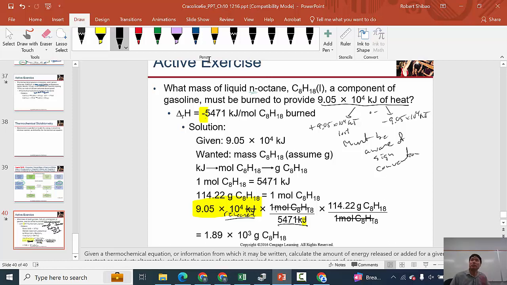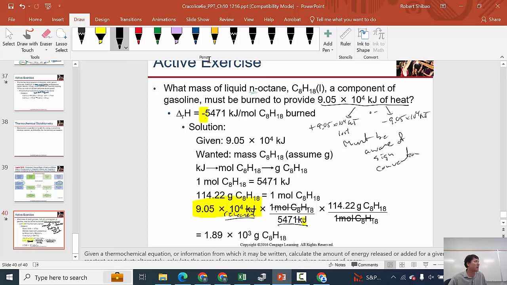Let's say you need 1,000 calories. And you calculate the number of grams of candy bar you have to eat to get 1,000 calories. And then your calculation came out, you need a negative 100 grams of candy bar. Can you eat negative 100 grams of candy bar? Does that make any sense?